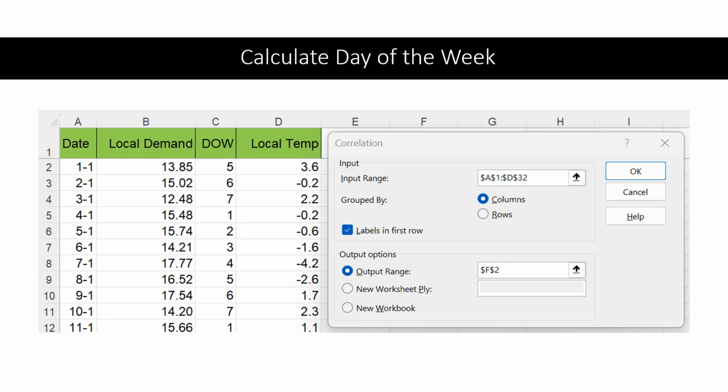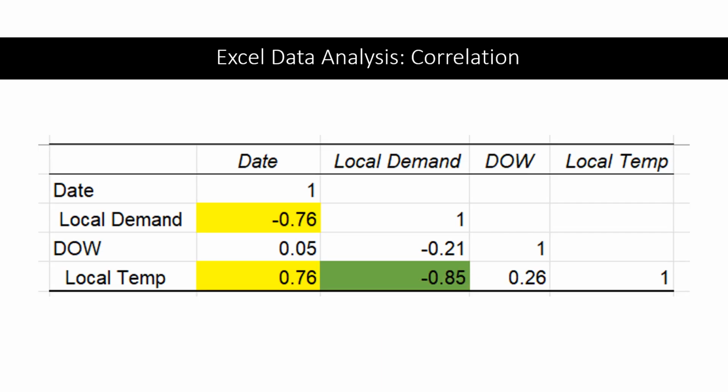From the date timestamp, we have computed the day of the week, one being Monday. We are looking for factors that may affect demand, and two possible factors may be temperature and day of the week. We have used Excel data analysis correlation between these four columns and obtained these results.